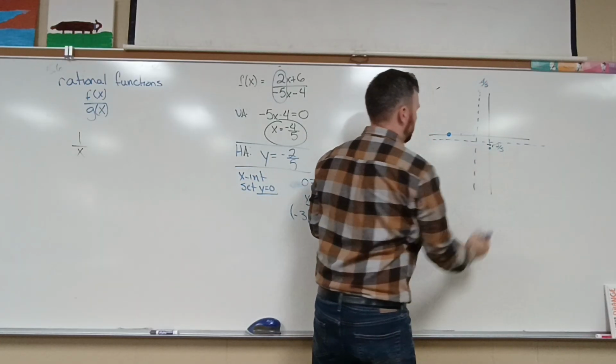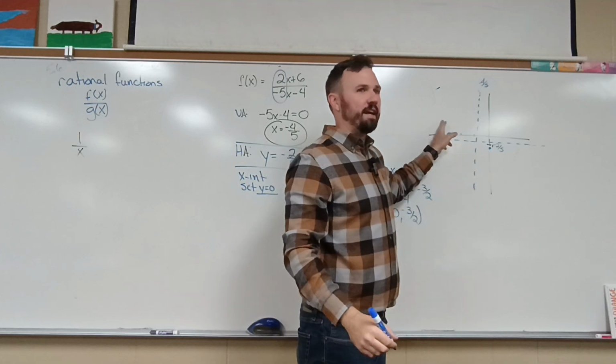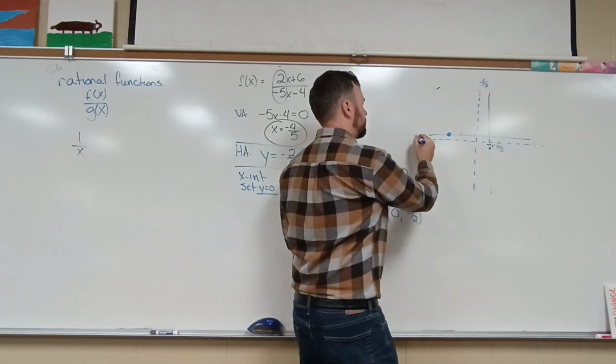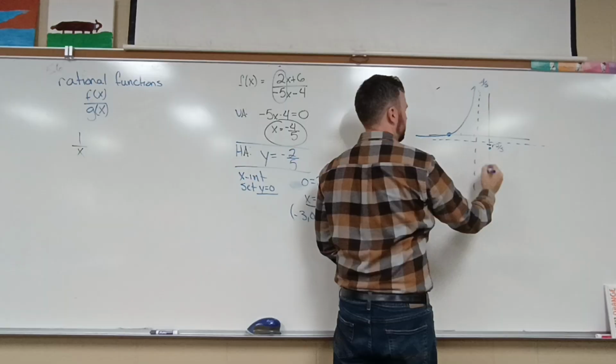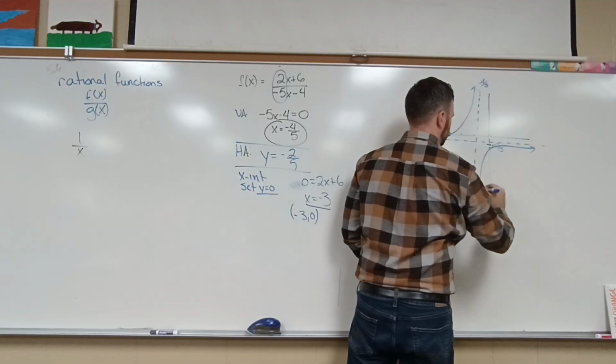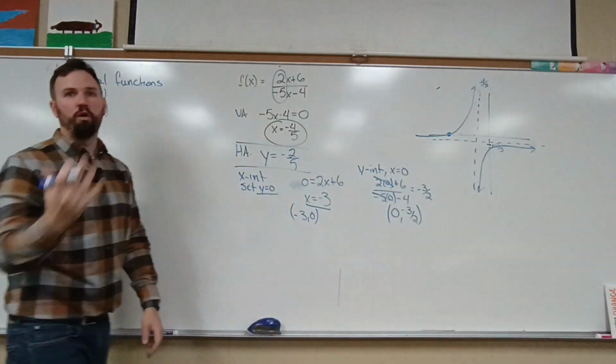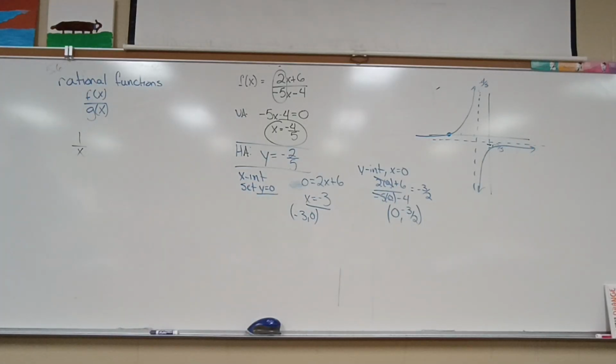All good. You should notice that there's always going to be dots kind of across from each other. So this graph is going to look like this, because it looks like 1 over x. There's always going to be ones that go over it. And that's my graph.